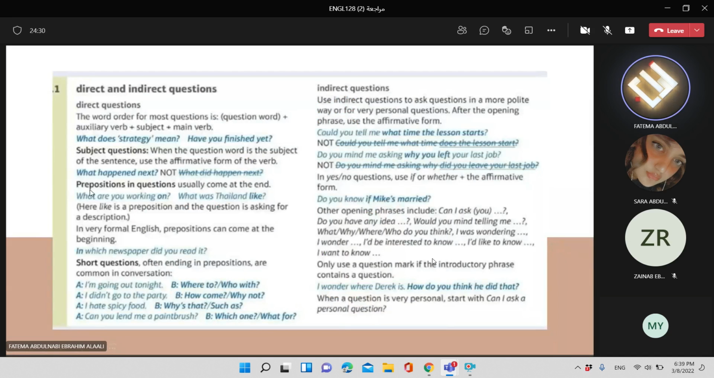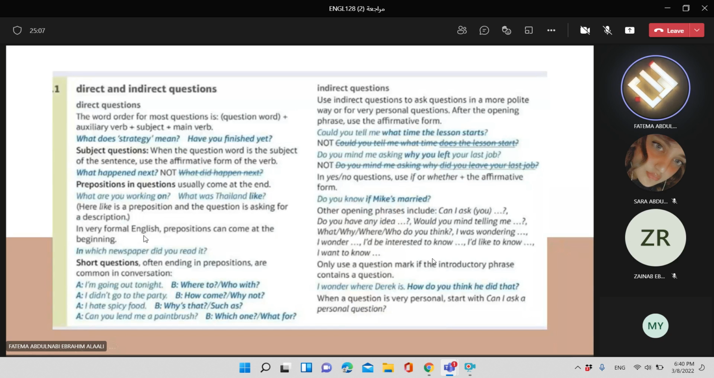Then we have the prepositions in questions. Usually it comes at the end, like, what are you working on? What was Thailand like? We use prepositions sometimes in a sentence, and it usually comes at the end. Here, like is a preposition, and the question is asking for a description. Okay, we are asking for a description.